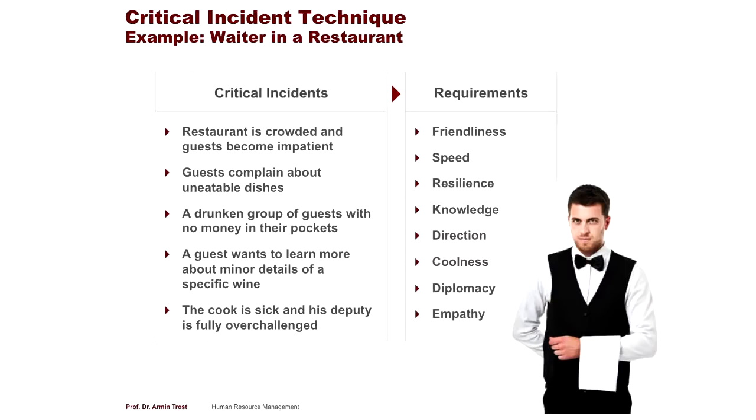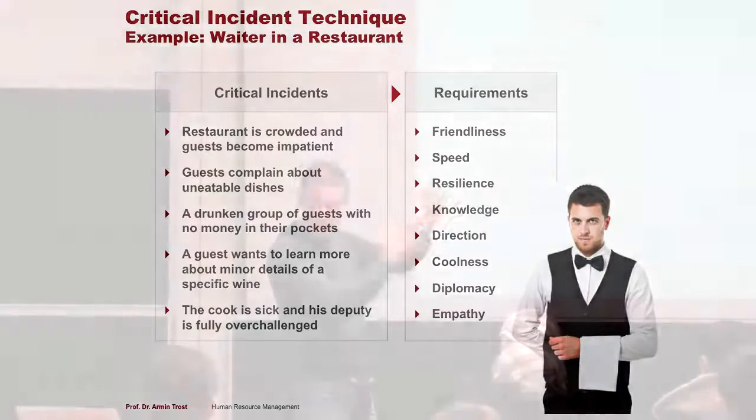Okay, now let's look at this critical incident. When we look deeper into this and we ask ourselves, what is necessary to really cope with all these situations? You will easily find out that it's about being friendly, being fast, showing some level of resilience. You must have deep knowledge about wine and all this stuff. You have to have a level of direction, you must lead people. You must show a certain level of coolness, diplomacy, empathy. So you can tell from all these different incidents what is required to be successful as a waiter.